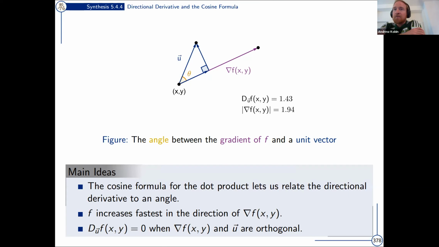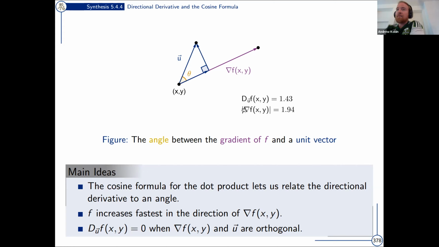Here, by the way, is a picture just in the xy plane of our point x and y, the direction that we're going to travel to compute a rate of change that's given by the unit vector u, the gradient vector, the components of which are the two partial derivatives of our function f at x and y, and then the angle theta made by these two vectors. If you imagine swinging the vector u, which you're allowed to change, around to point in the direction of nabla f, the gradient, you will maximize the rate of change in that direction.